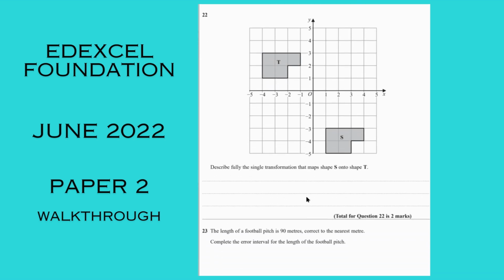Describe fully. So the shape is the same size, same way up, all that. So you need the exact word translation.